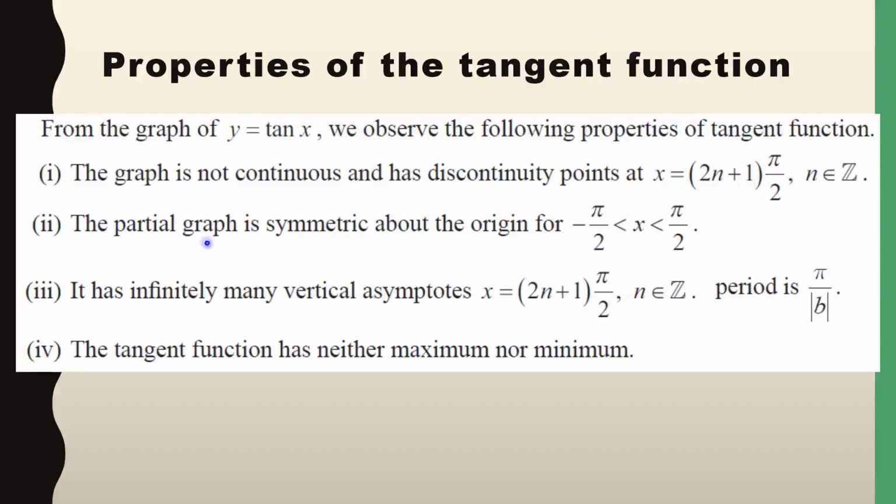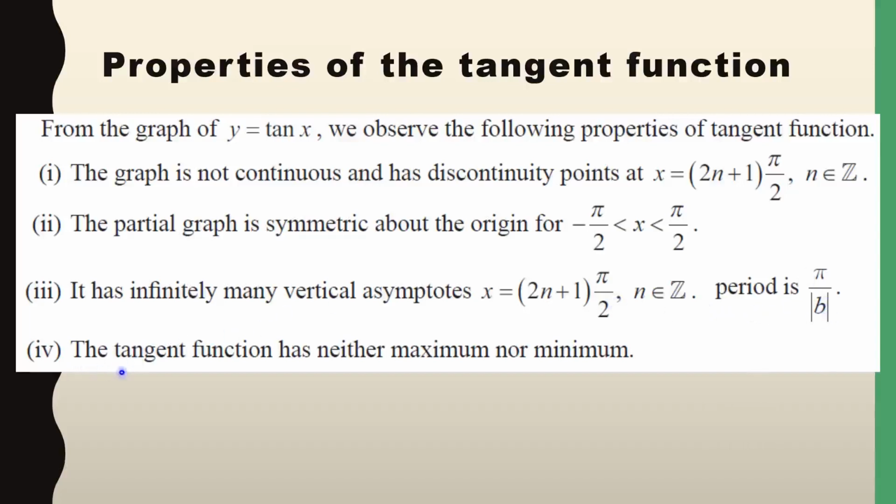Second point is the partial graph is symmetric about the origin for minus pi by 2 less than x less than pi by 2. That is, for this interval minus pi by 2 to pi by 2, the graph is symmetric about the origin. At that time the curve passes through the origin. Third point is it has infinitely many vertical asymptotes. Here vertical asymptotes are nothing but the vertical lines perpendicular to the x-axis at x equal to (2n plus 1) into pi by 2 for all n belongs to Z, and the period of this is pi divided by modulus of b.